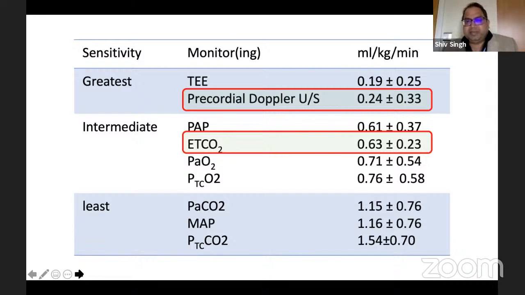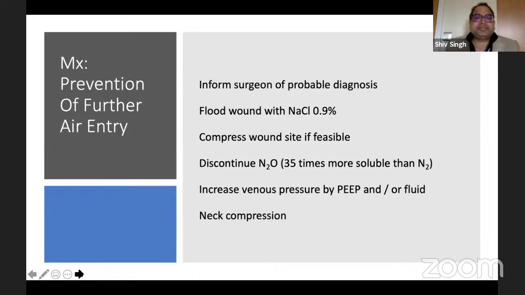By this time, the patient has probably already had a cardiovascular collapse. Changes occur only when the embolization is up to around 1.1 to 1.5 ml per kg body weight. So that's a very huge amount, where air trapping can happen and there can be cardiovascular collapse. How do we manage venous air embolism?